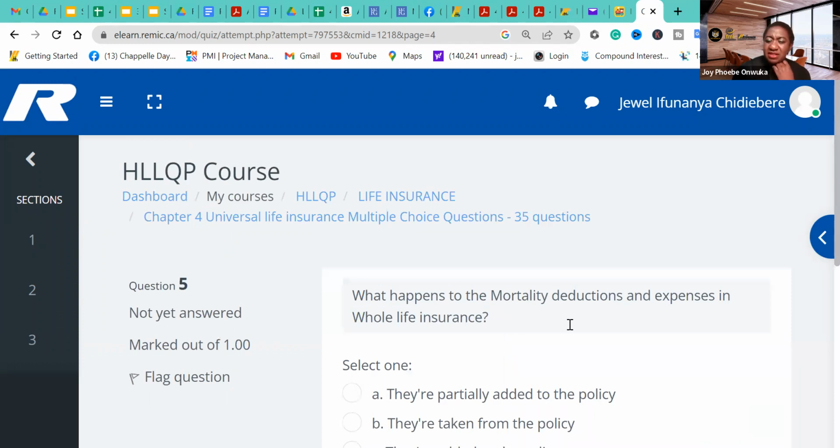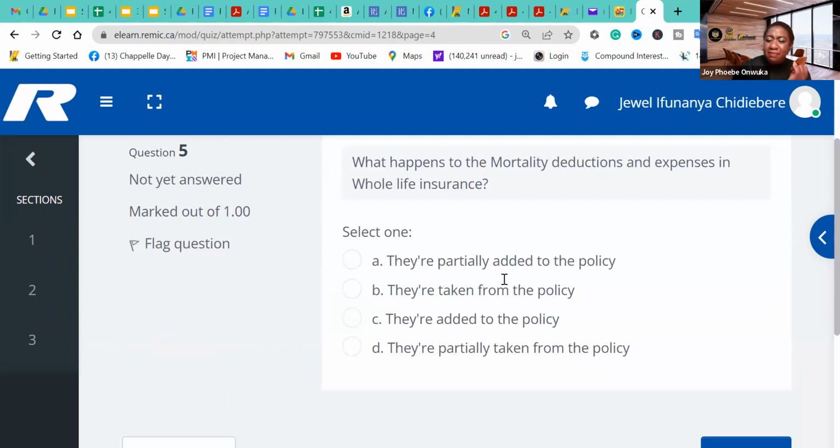What happens to the mortality deductions and expenses in whole life insurance? They are partially added to the policy. They are taken from the policy. They are added to the policy. They are partially taken from the policy. What happens to the mortality deductions and expenses in whole life insurance? They are partially added to the policy. No, they are taken from the policy. They are added to the policy. They are partially taken from the policy.